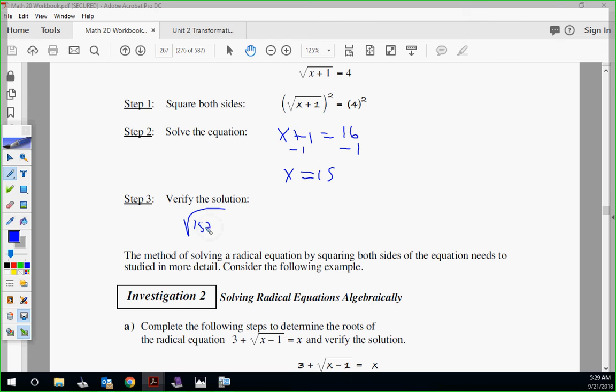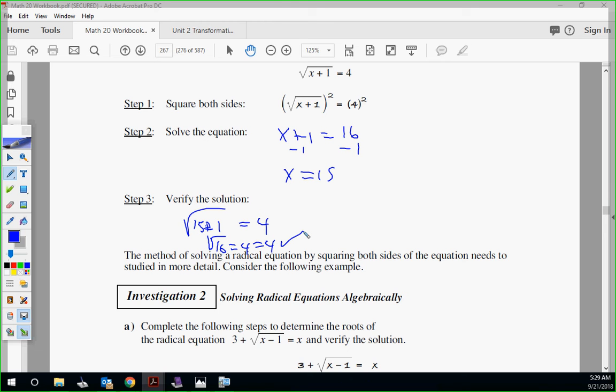We get the square root of 15 plus 1 equals 4. Sorry, it's a bad plus there. 15 plus 1 is 16. The square root of 16 equals 4, which is equal to the 4 we have there. So we just verified. Okay, so it worked out there, so that's the good news.